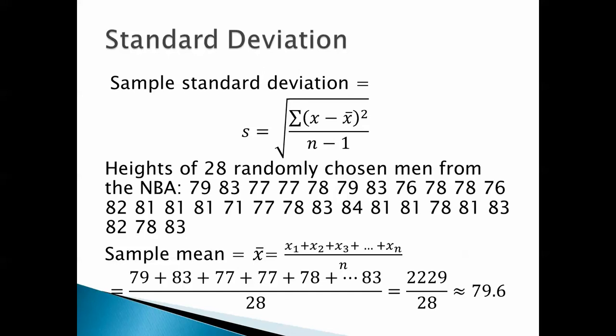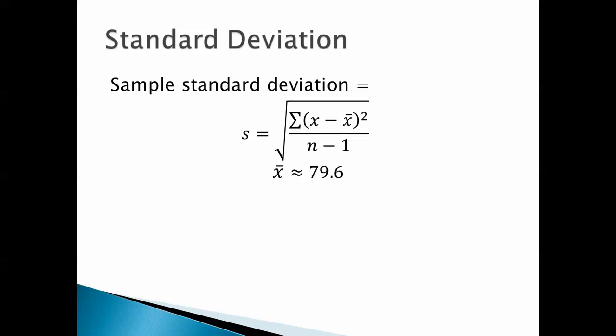So again, here are the heights of the 28 randomly chosen men from the NBA. The sample mean x bar is 79 plus 83 plus 77 plus 77 plus 78 plus and so on, plus 83, divided by 28. That's 2229 divided by 28, which is 79.6. So that is the sample mean, the mean of the sample. The sample standard deviation is s equals the square root of the sum of x minus x bar squared over n minus 1. X bar we just saw is 79.6.